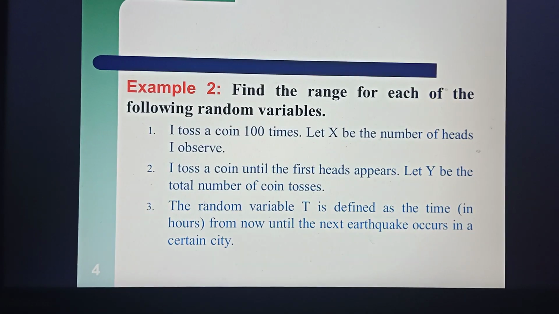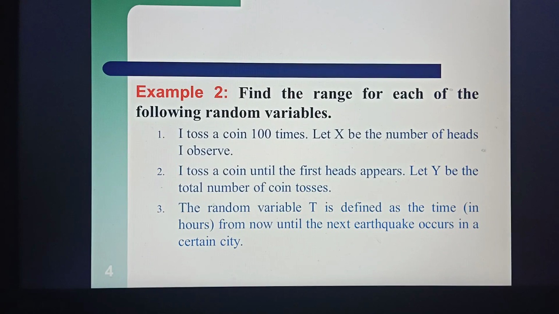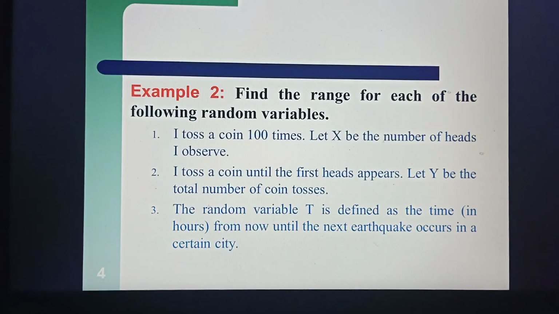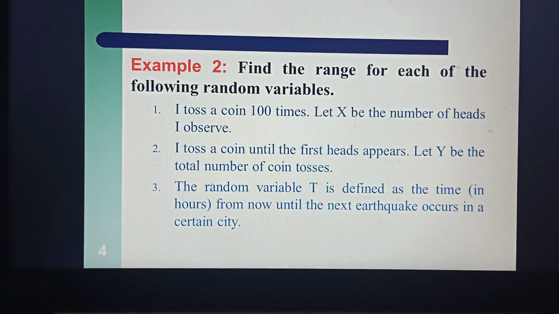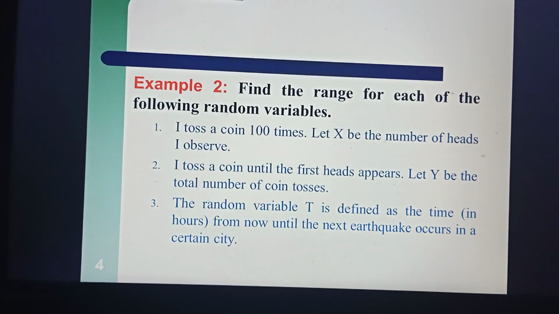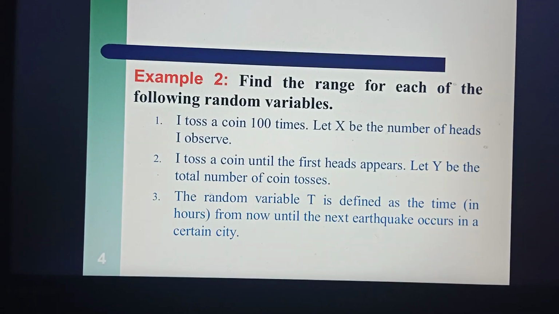So the first question is, I toss a coin 100 times. Now x would be the number of heads I observe. So what would be the value of x? That is what we need to find. Then again, I toss a coin until the first head appears. So you keep on tossing a coin until you get a head. So let y be the total number of coin tosses.